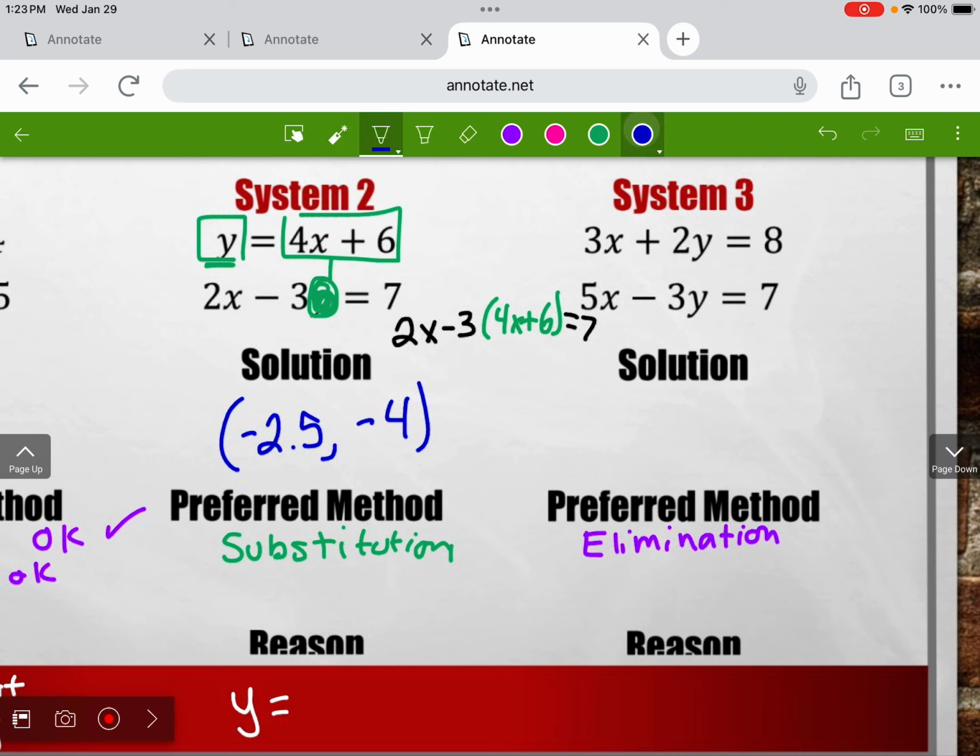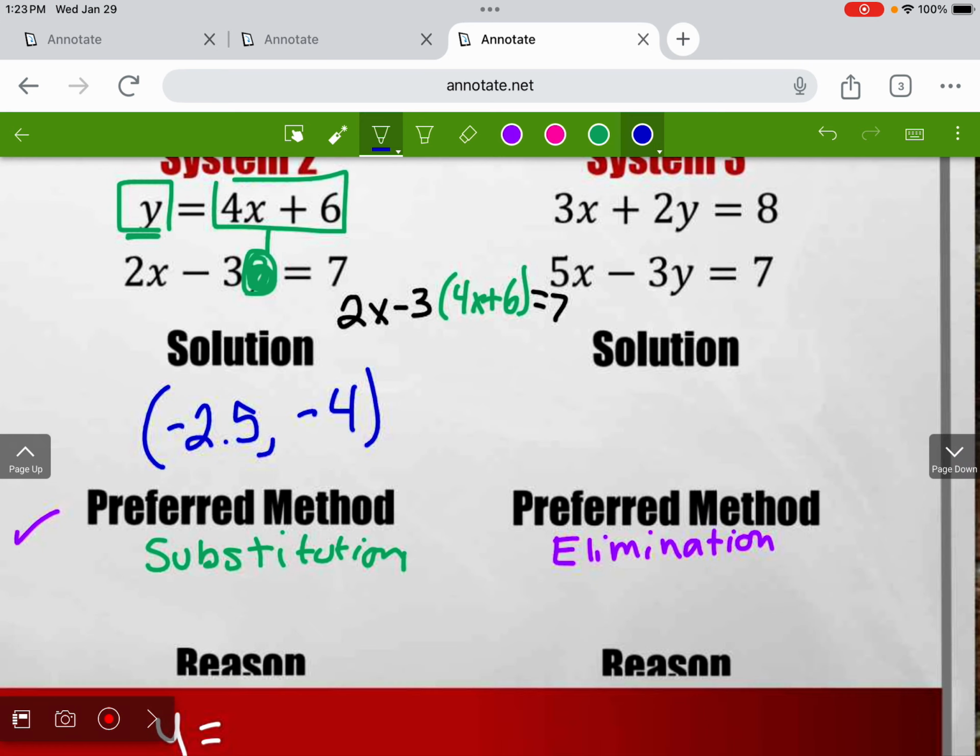Do we have a solution for this one? Person A, what would you get as our solutions?